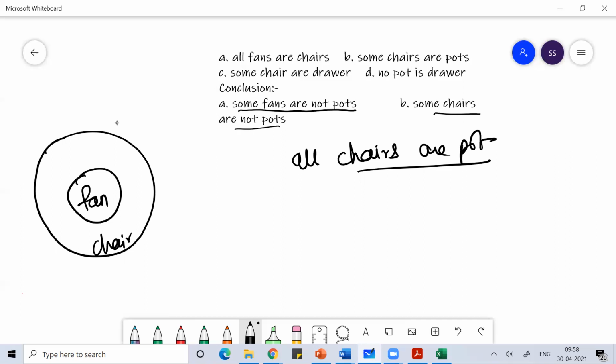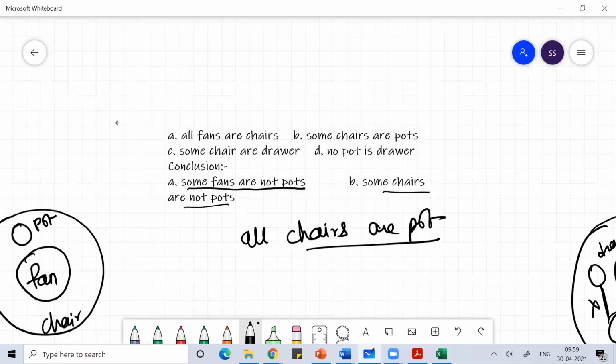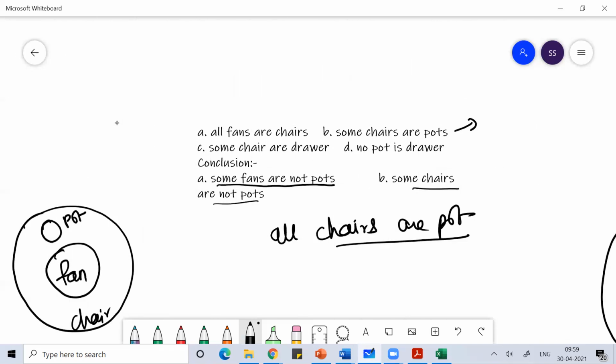You can understand that is not true. Some chairs are pot means pot can be inside this, but if all chairs are pot, then I'm violating that. I hope you're understanding. Some chairs are pot means one of the possibilities can be all pot are chair, but all chairs are pot, that is not true. Here I have to prove that all pot are chair. So that is not true.